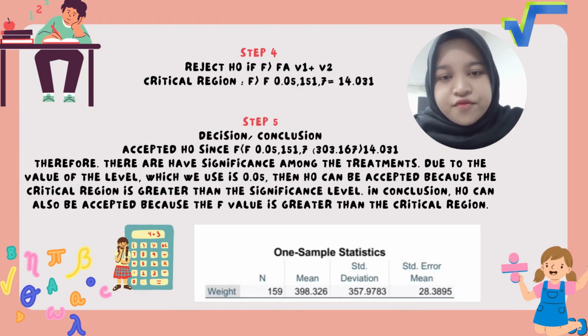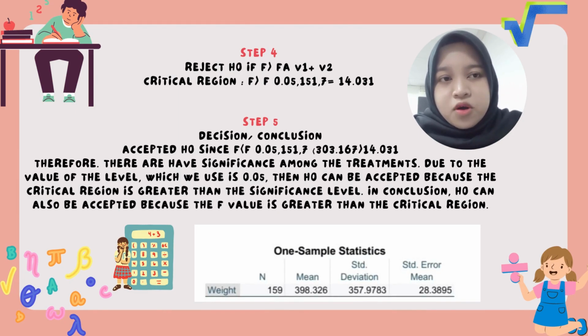Reject H0 if F is more than F alpha, V1, V2. The critical region is F more than F 0.05, 1, 157, which equals 14.031.